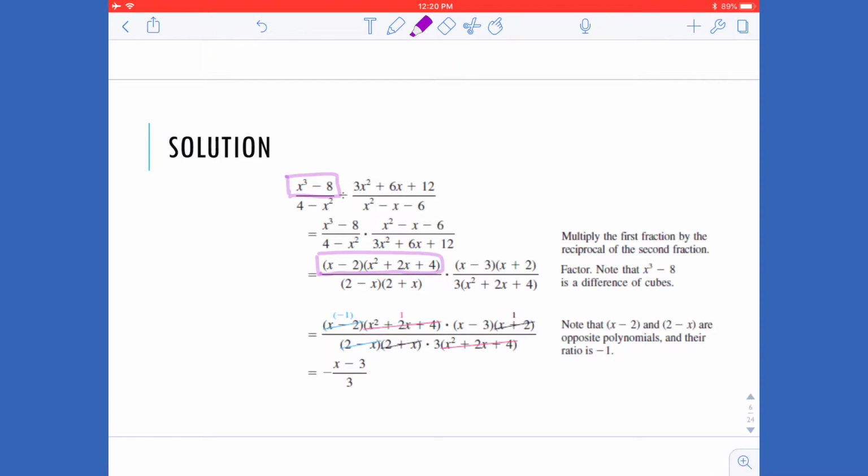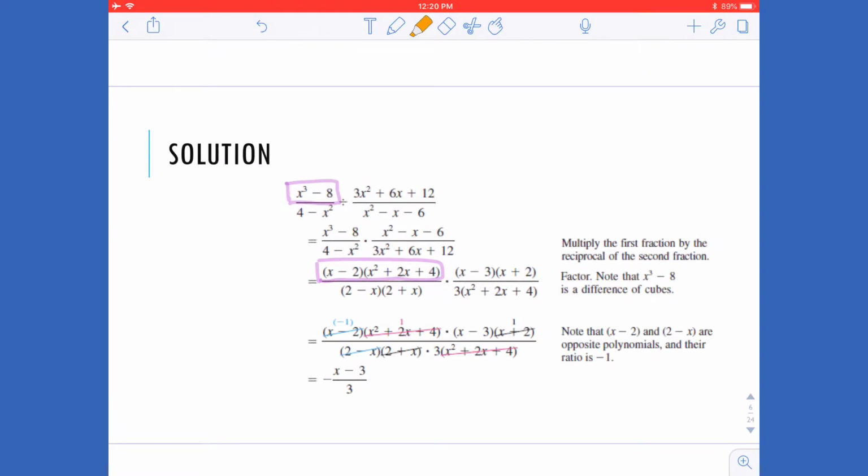I've gone ahead and taken, let me switch colors here. I have gone ahead and taken my x squared minus x minus 6, and I've gone ahead and expanded that for you as well. And then I have taken my 3x squared plus 6x plus 12, and I took out a greatest common factor. And then I have taken my 4 minus x squared, which is a difference of squares, and I have expanded that for you as well. I would encourage you to pause this video at this time. Make sure you agree with how I have expanded, and then we're going to continue with our multiplication processes.